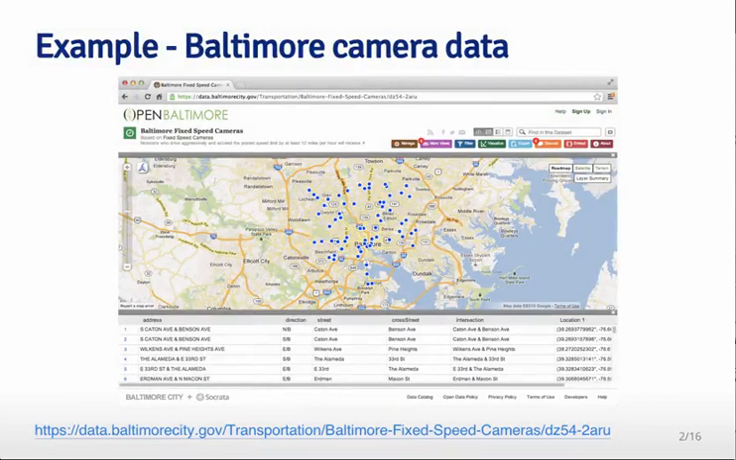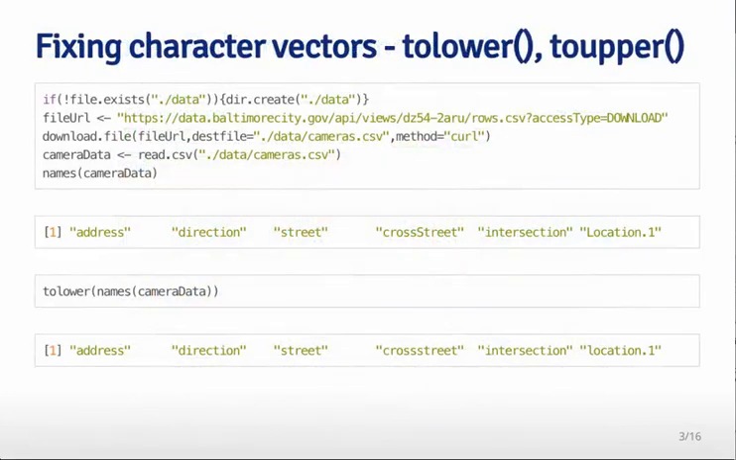So again, we're going to go back to this Baltimore fixed camera data because I can't stop thinking about all the speeding tickets that I get. So again, the first thing that we're going to do is download the data set from the web. So we're going to check and see if this data directory exists. And if it doesn't, we're going to create it. Then we're going to download the data from this URL, and we're going to read it into R with read.csv.